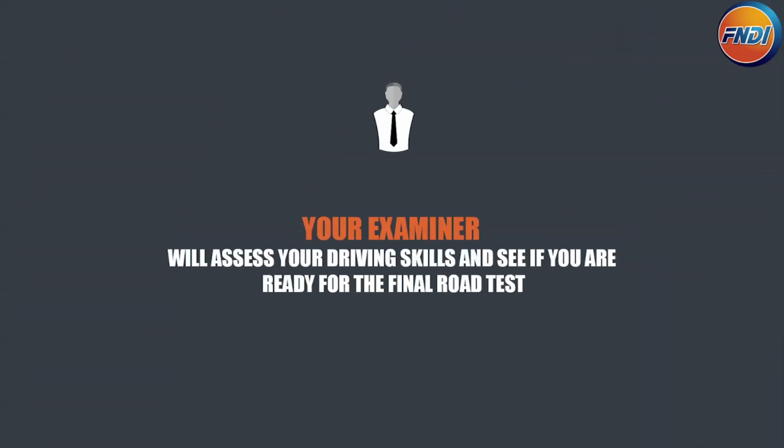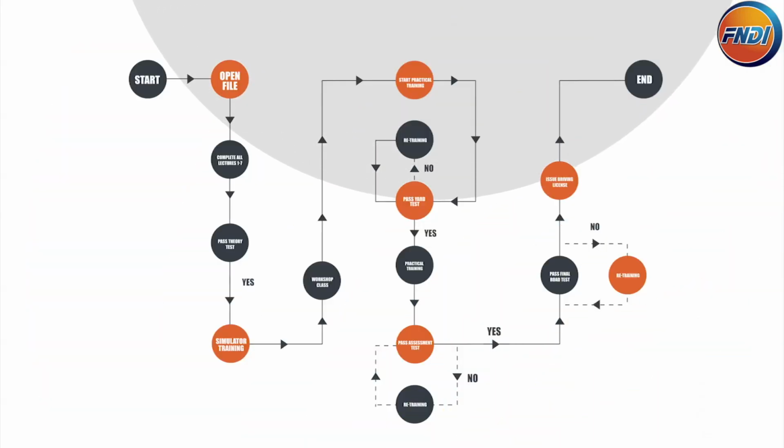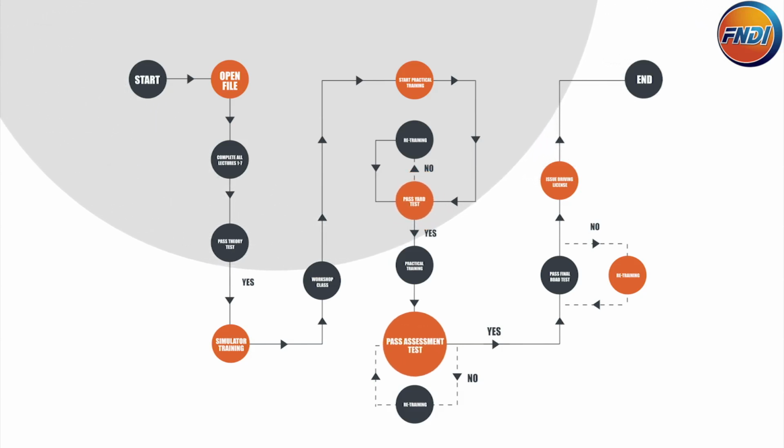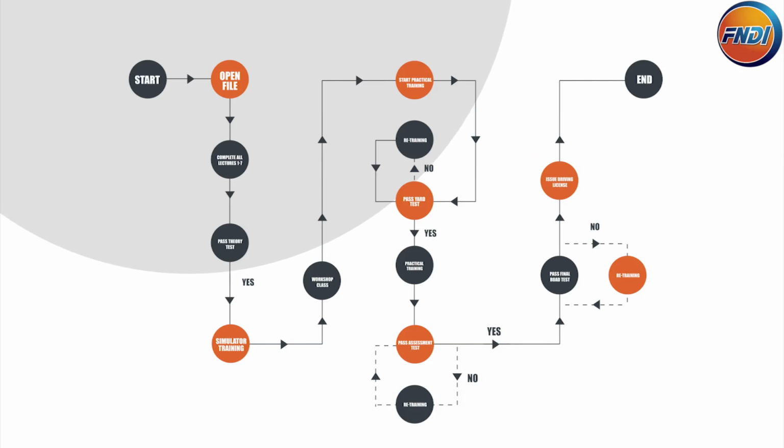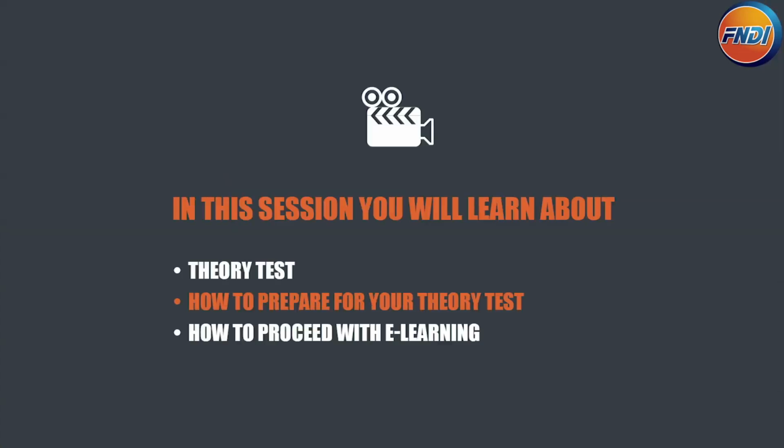In this test, your examiner will assess your driving skills and see if you are ready for the final road test. Only after clearing all these levels, the theory test, the yard test, and the assessment test, will you be eligible to take an appointment for the final road test. In case you are unable to pass your road test, you will have to practice again and reappear for the road test. Once you successfully pass the road test, you will be issued a UAE driving license, which is the final step. Now let's understand how to prepare for the theory test.